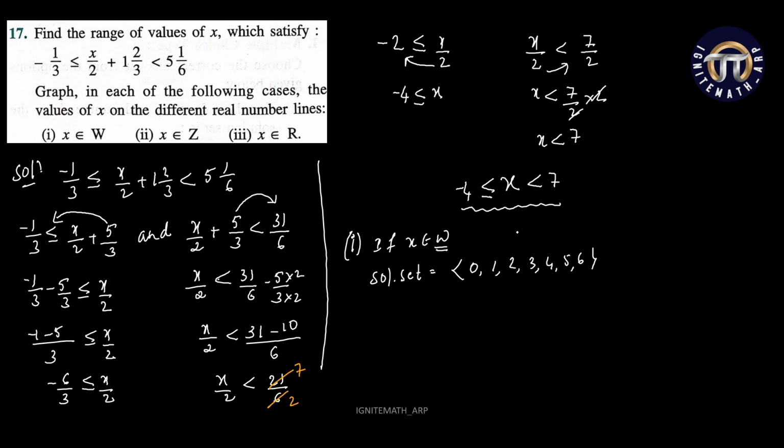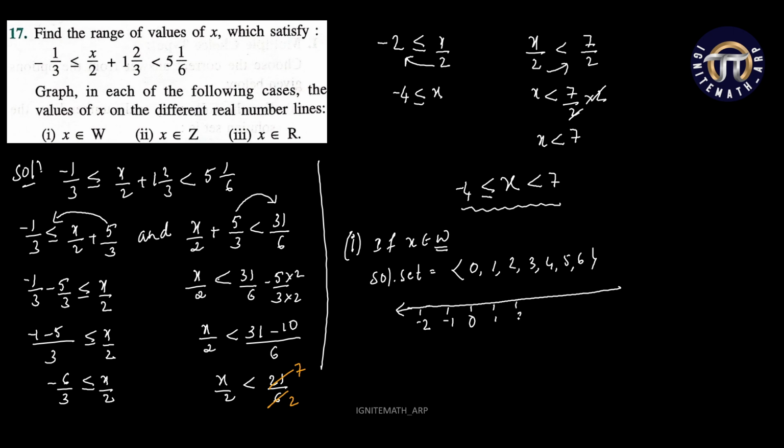Graph in each case. I need to graph this one. So how can I graph it, children? Pay attention, children. Look at this. 0, minus 1 and minus 2. What is the need of writing these two? I told you two numbers at least on either side of the solution set should be written.